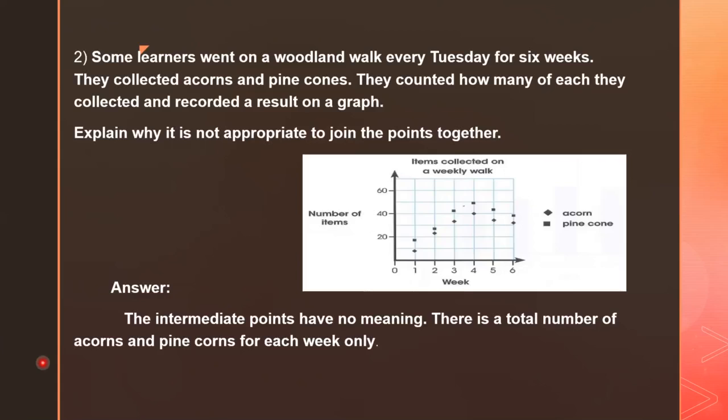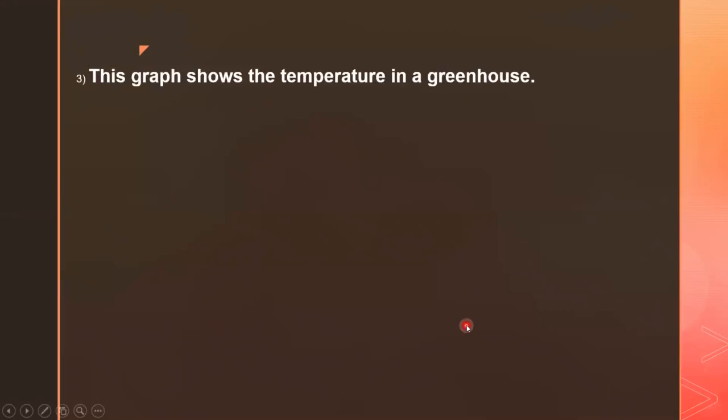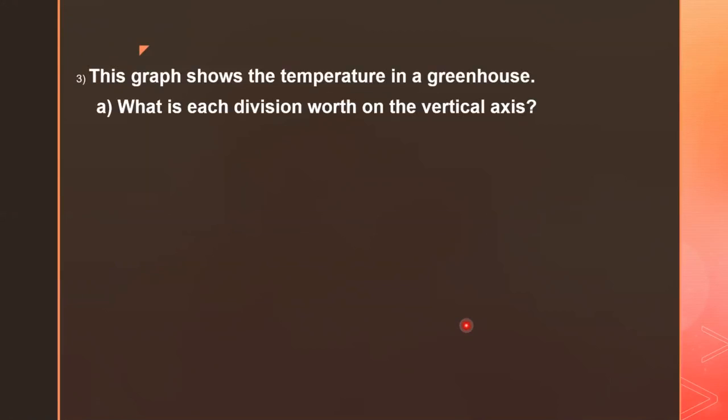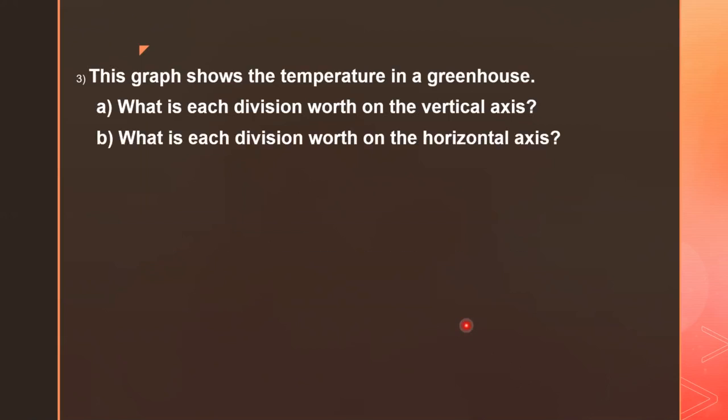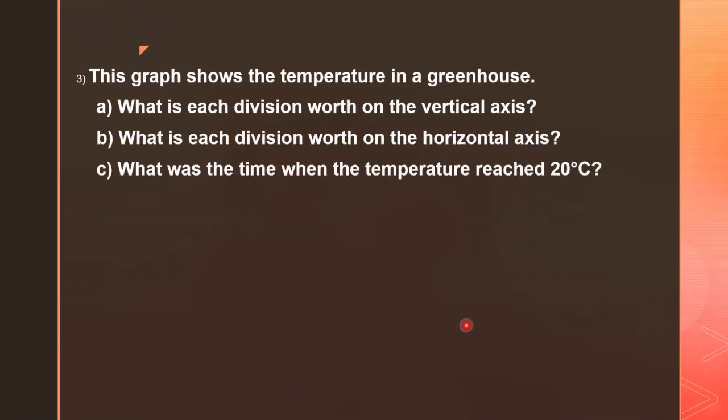Is this clear? Okay, now we will move on to the next question. This graph shows the temperature in a greenhouse. A part, what is each division worth on the vertical axis? B part, what is each division worth on the horizontal axis? C part, what was the time when the temperature reached 20 degrees Celsius? D part, what was the temperature at 1 p.m.?